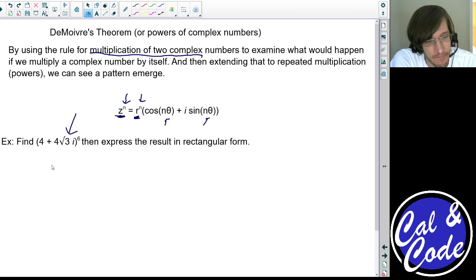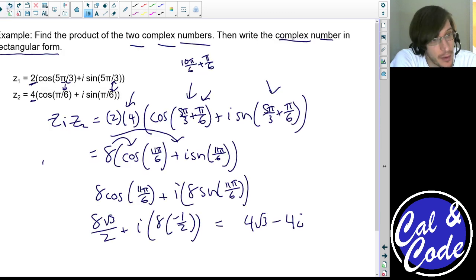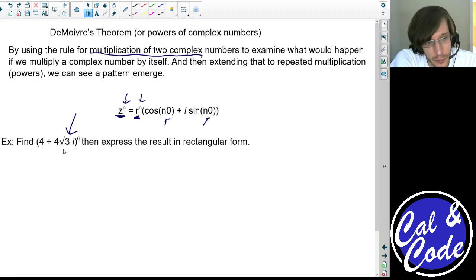So instead, what I'd like to do is take this 4 plus 4 root 3i. Is that the same as we just had? Oh, almost. 4 plus 4 root 3i to the sixth power. First, I'd like to convert it to polar form. Because when I see this, I go, that looks tough. But if I can convert it into polar form, I might have something better to deal with.